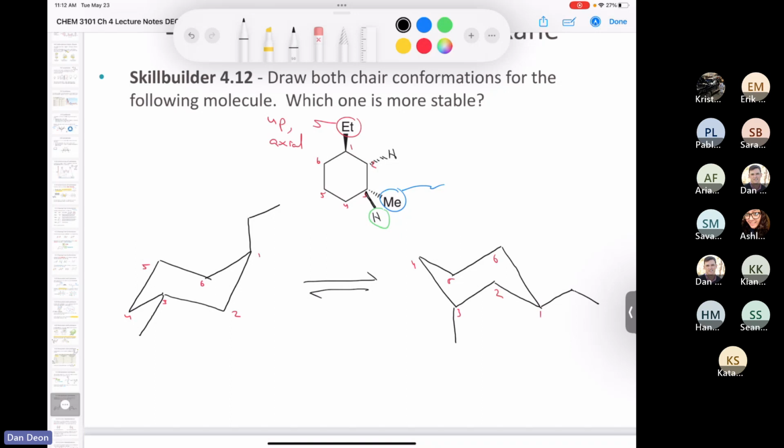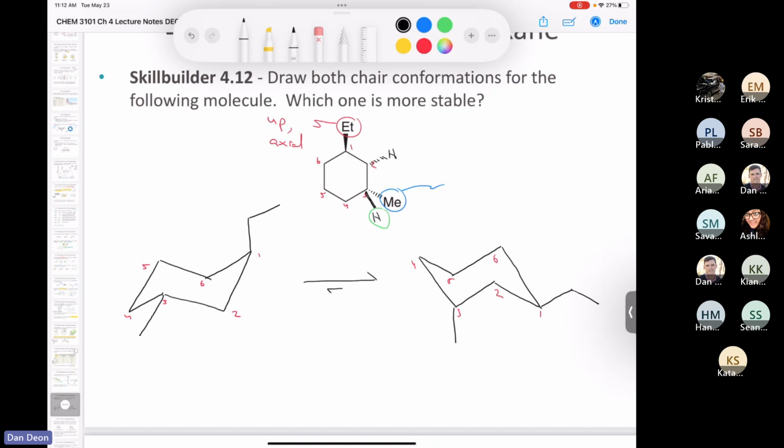So could anybody take a guess as to which side the equilibrium is going to lie to in this case? Would it lie to the right or to the left? It's based off of 1,3 diaxial interactions. It's going to lie to the right side, isn't it, right? So if we fix this up, we'll put this arrow is going to be very small in this direction.